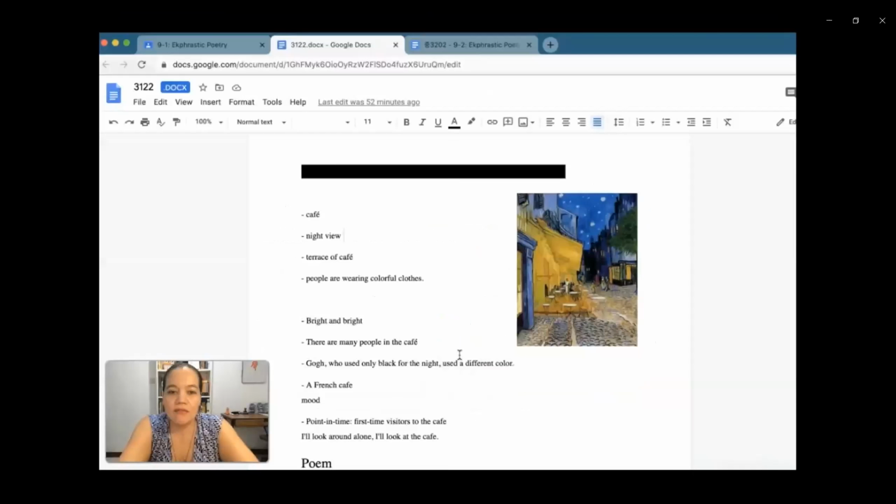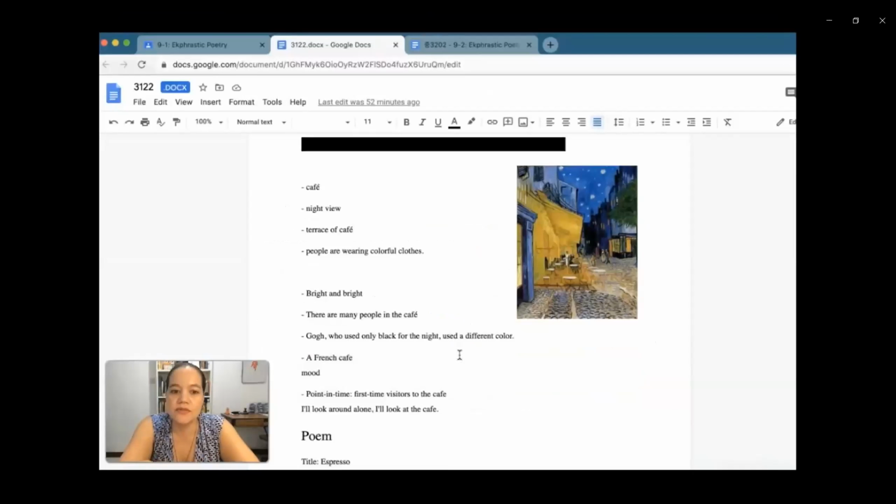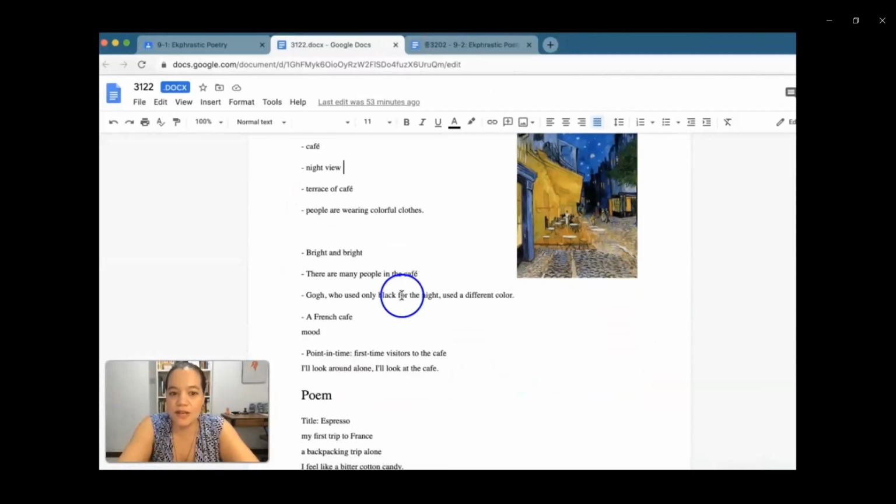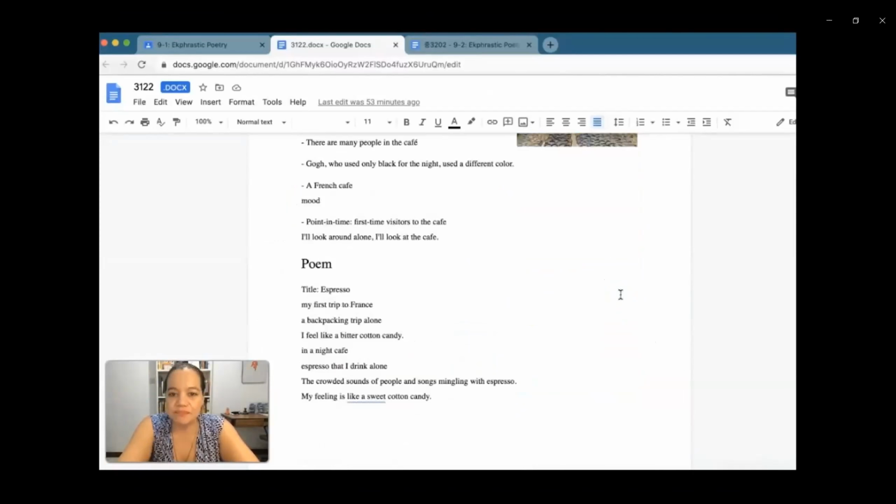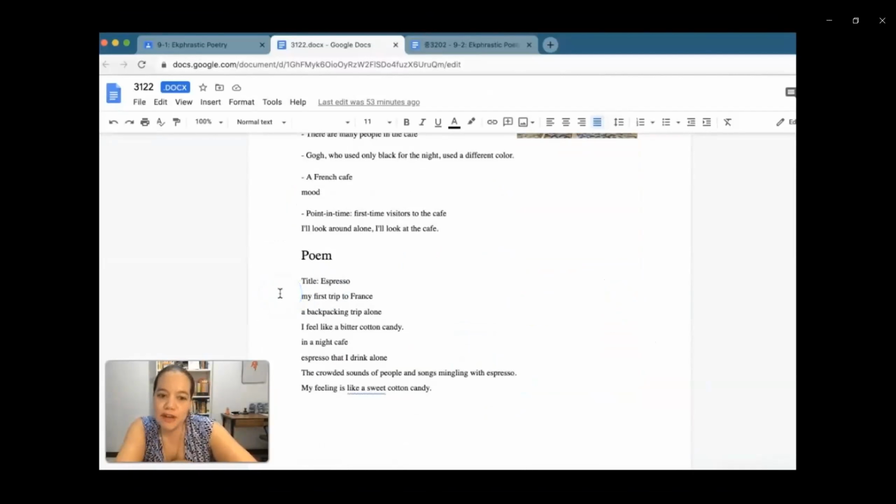This is an example of a poem that some students of mine wrote. So these were in teams of 4. You split them into breakout rooms and they will work together. They should put the picture in the document. This team went ahead and included some of the words from their brainstorm. So cafe, night view, terrace of cafe, people wearing colorful clothes, okay? And then the poem here.